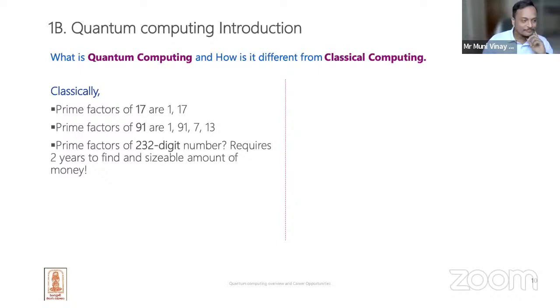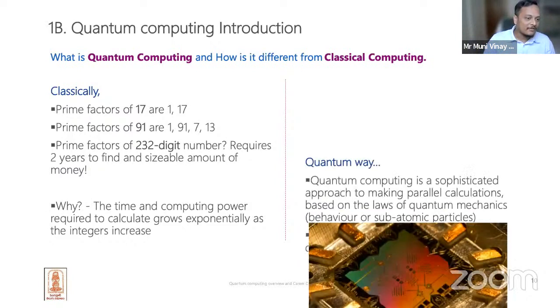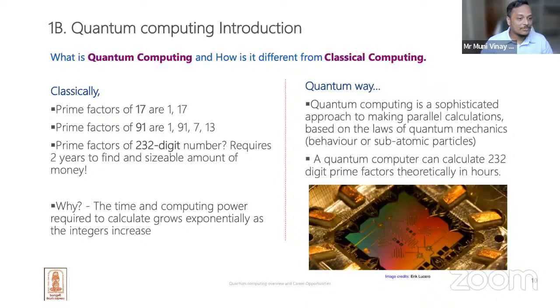It'll take 2 years. Why? Because, as you can see here, the time and computing power required to calculate grows exponentially as the integer increases, correct? Because we run on bits, zeros and ones, the computer arranges these zeros and ones in a combination, calculates, and throws the answers out in zeros and ones, and then it decrypts and puts it on the screen, correct? That's a time-taking process.